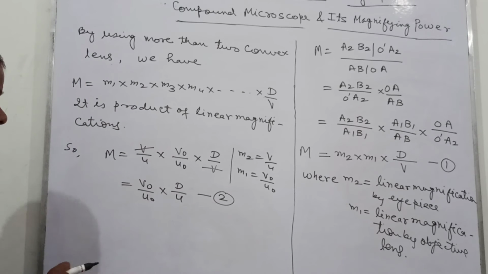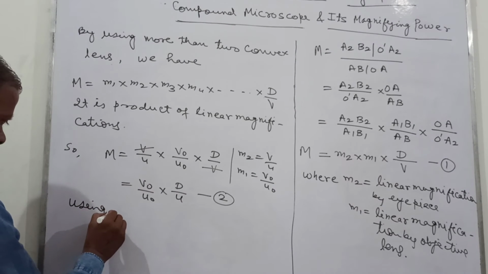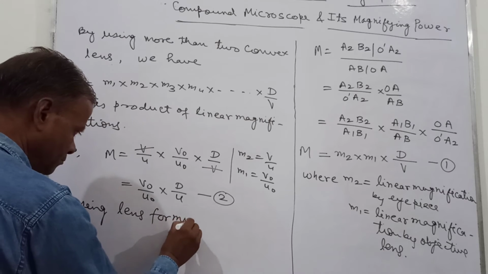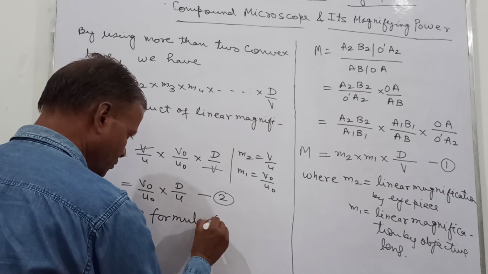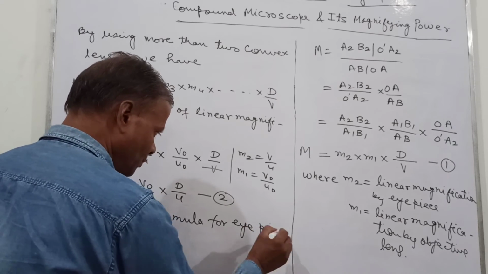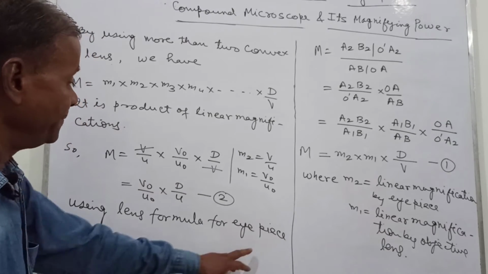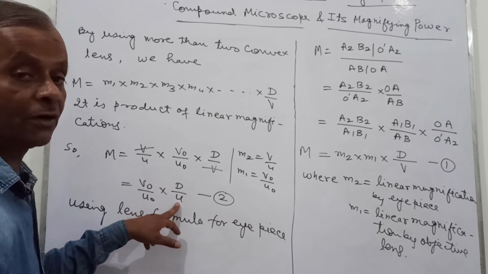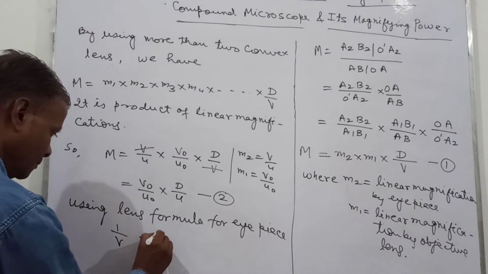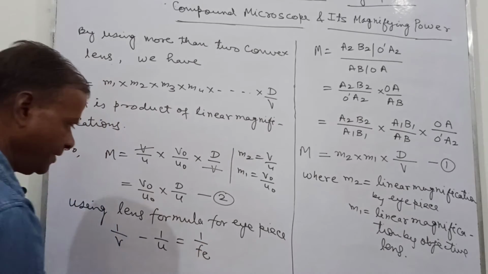So now we use the lens formula for the eyepiece. We have two lenses, the objective and the eyepiece, and for the eyepiece we will use it, because this U is for the eyepiece. So now we have this 1 upon V minus 1 upon U is equal to 1 upon Fe.